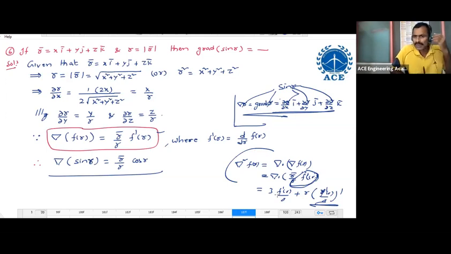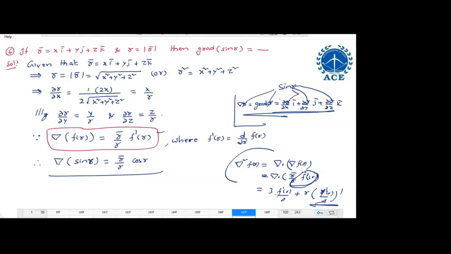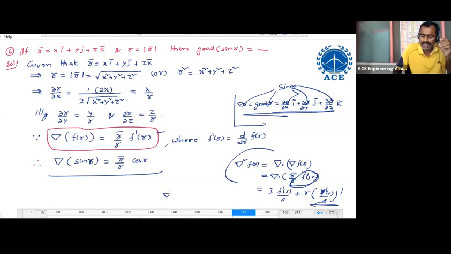Sir, the Laplace equation is what? Del square f is equal to 0. Okay. And del square x is equal to what? Gradient of divergence of x minus curl of x. Does it mean both are equal? No, both are different. Del square phi means del dot del phi. That is the divergence of gradient only.